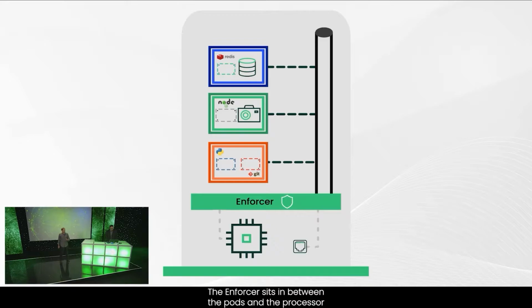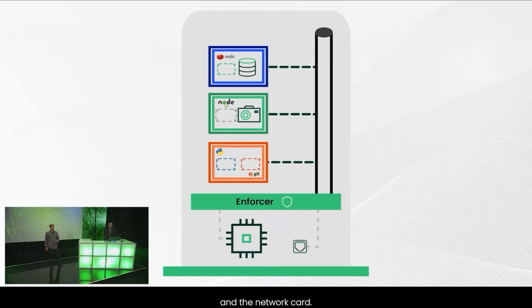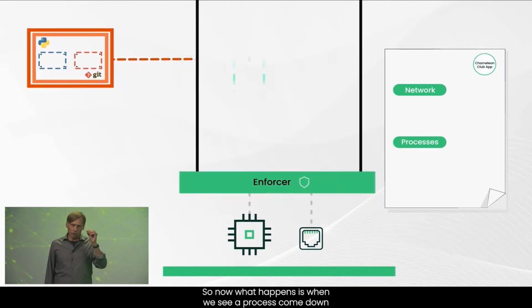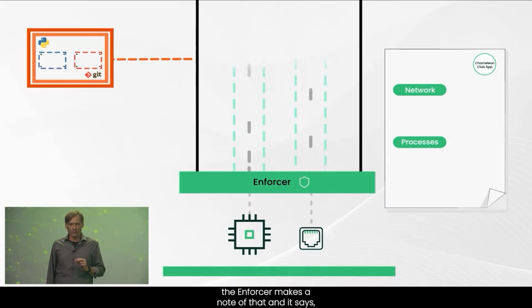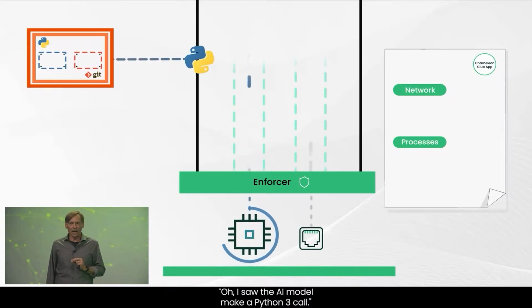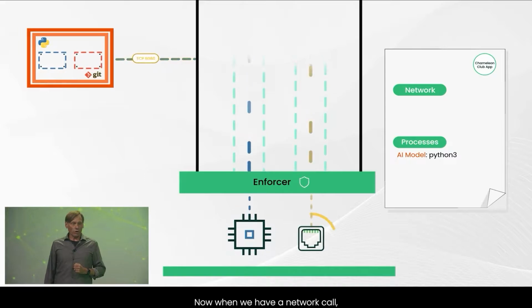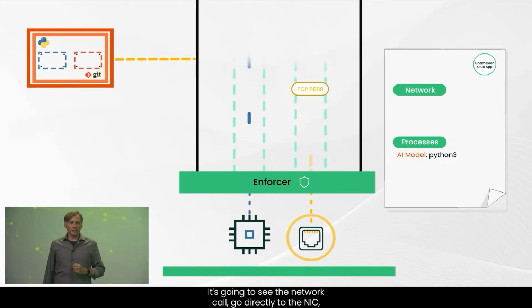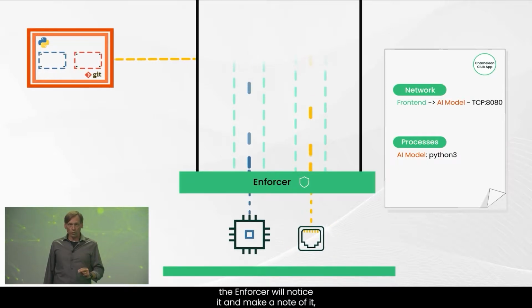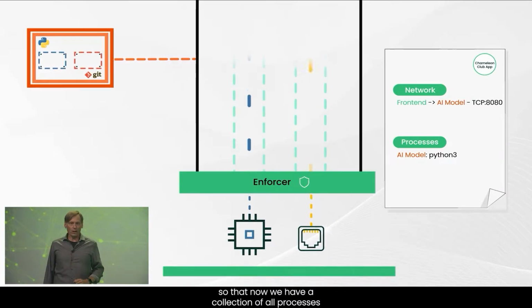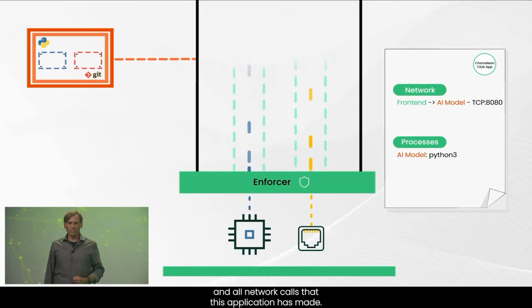The enforcer sits in between the pods and the processor and the network card. So now what happens is when we see a process come down and want to talk to the processor, the enforcer makes a note of that. And it says, oh, I saw the AI model make a Python 3 call. Now, when we have a network call, the same thing's going to happen. It's going to see the network call, go directly to the NIC. The enforcer will notice it and make a note of it so that now we have a collection of all processes and all network calls that this application has made.